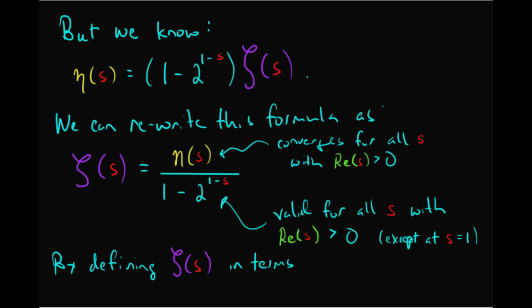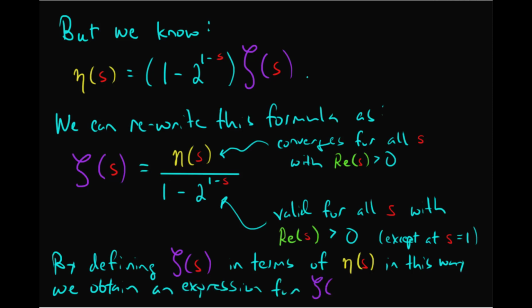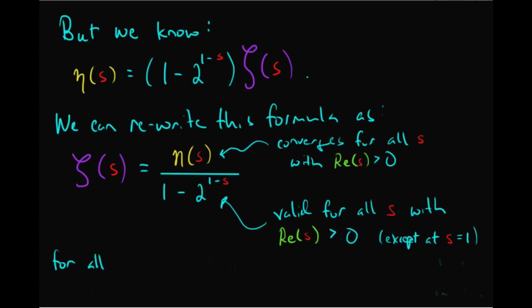But really the main point to be grasped here is that by defining zeta of s in terms of eta of s, we obtain a definition for zeta of s which is actually valid for all s with real part not just greater than 1, but greater than 0. And importantly, this new definition agrees with our older definition wherever the real part is greater than 1, but it extends the definition of the zeta function to new values where the real part of s can be greater than 0.